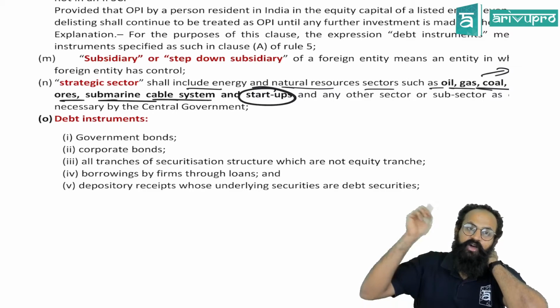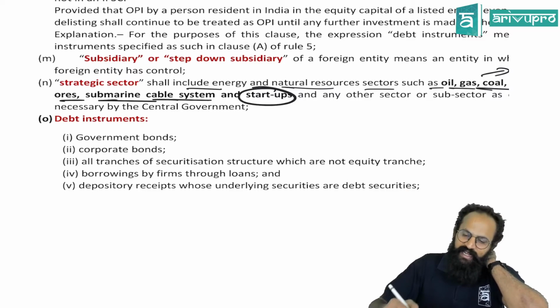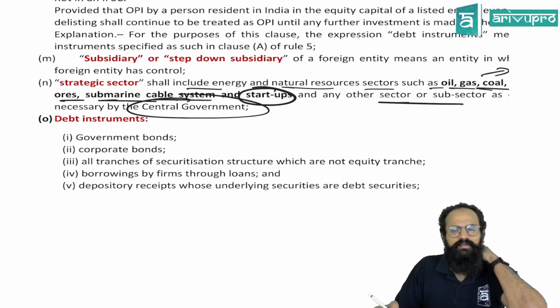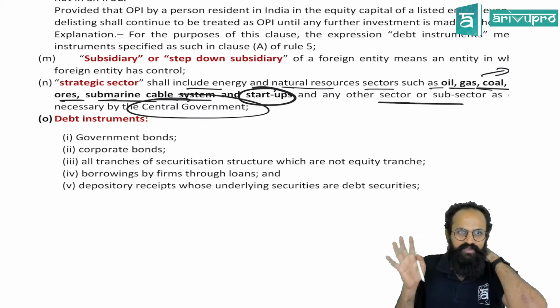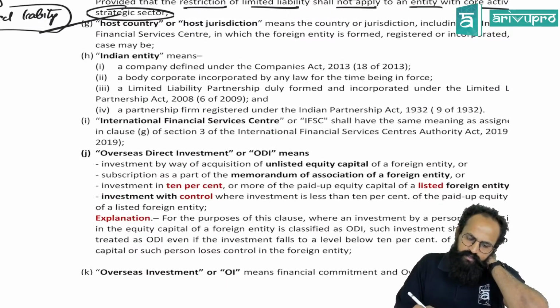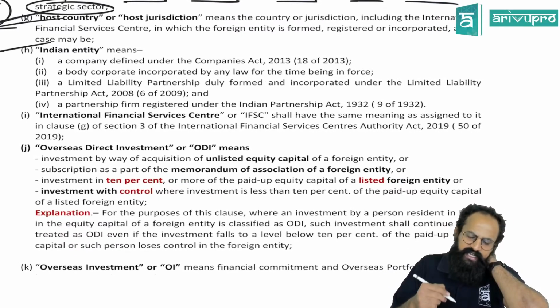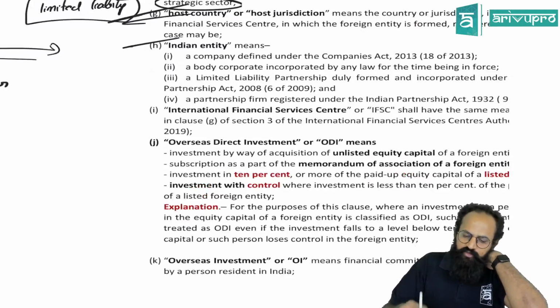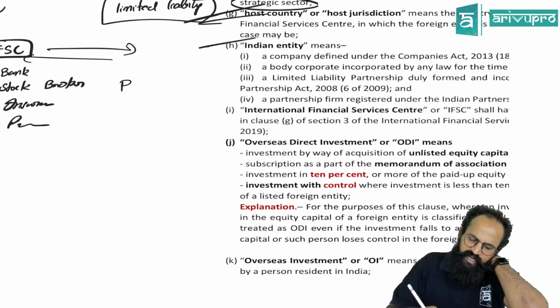Next one, a foreign startup. Sir, and any other sector or subsector as the central government may prescribe. Now, all these things are considered as strategic sector. Is this clear? Yes, sir. Okay, sir. Next one. Host country, that foreign country. Indian entity, meaning sir, who can make an investment outside India? I'm telling you PRI. What does PRI include?